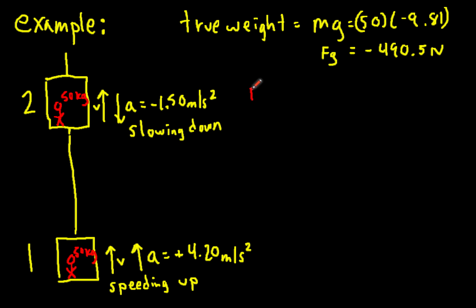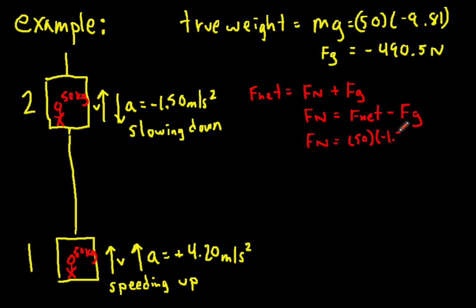Now, as the elevator slows down to floor 2, the net force is normal force plus force of gravity. The normal force is F net minus force of gravity. Entering in some of our values, F net is mass times acceleration, which is 50 times negative 1.5 because it's slowing down, minus the true weight, which is negative 490.5. This gives us a normal force of 416 newtons.